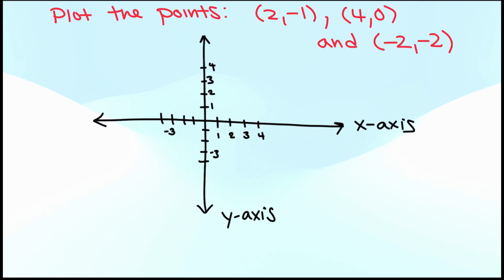All right, so let's run through an example. If we want to plot the following points, (2, -1), (4, 0), and (-2, -2). Let's start with (2, -1). So the x value is 2, and the y value is -1. So that means I would go over 2 on the x-axis, down 1 on the y-axis, and there's my point, (2, -1).